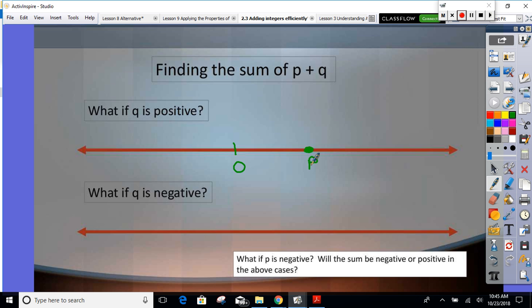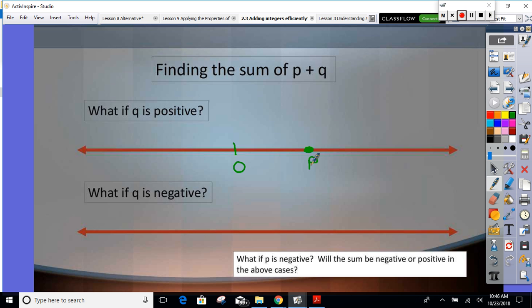Now, if I were to find the sum of P plus Q, I want you to think about these different scenarios. First of all, what if Q was positive? Where would the sum of P plus Q be on the number line? Sarah? Okay, so it would be where? Could it be here? No? Like maybe here? Okay, so it has to be somewhere.